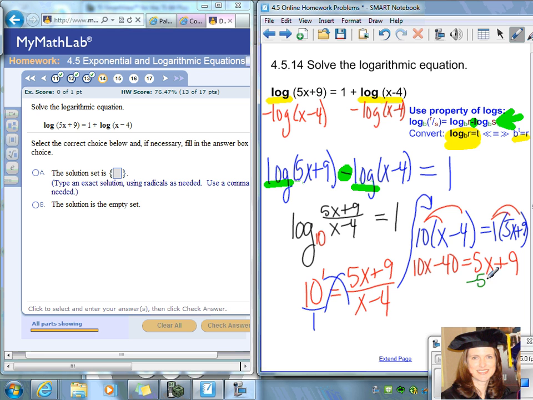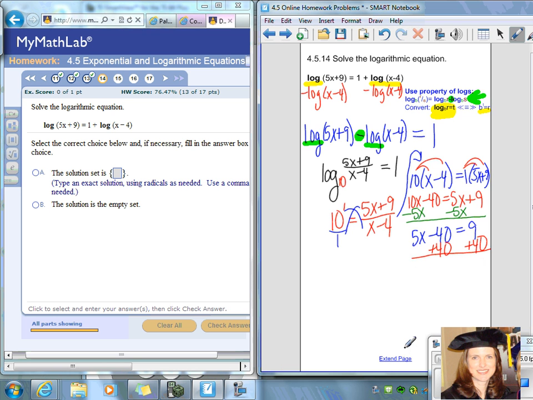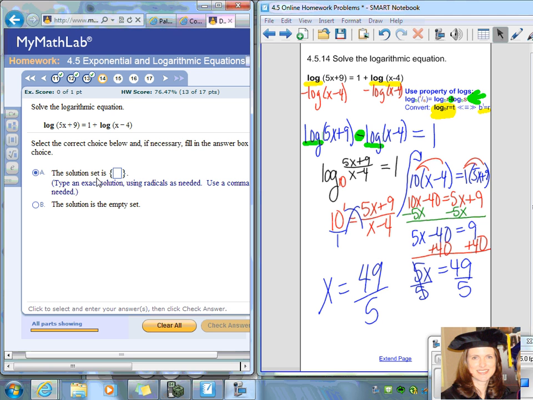We can subtract 5x from both sides of the equation, and that gives us 5x minus 40 equals 9. Now we're going to add 40 to both sides, and we get 5x equals 49. We can divide by 5 on both sides to get x equals 49 over 5. Let's check our answer.